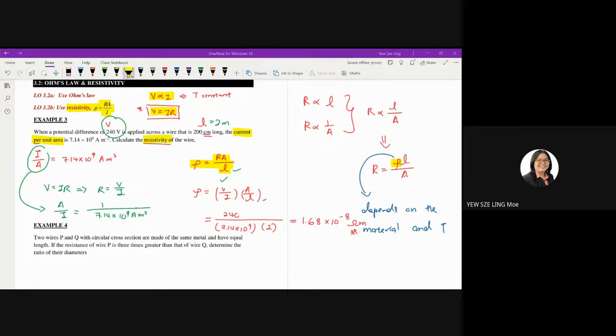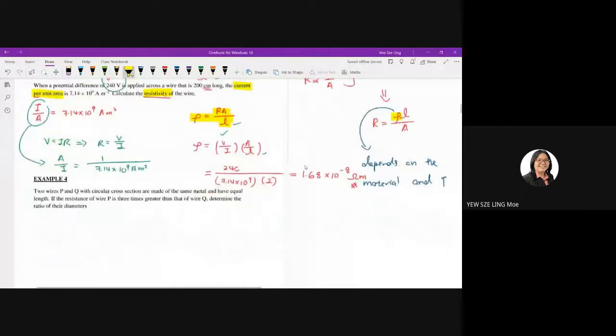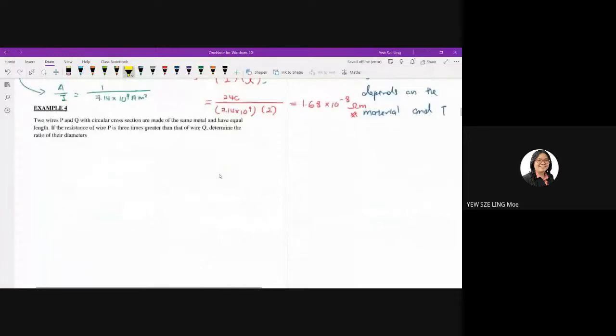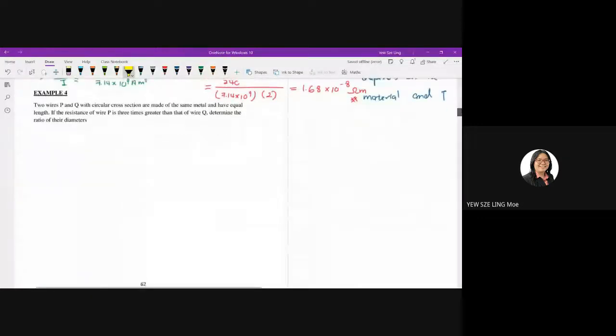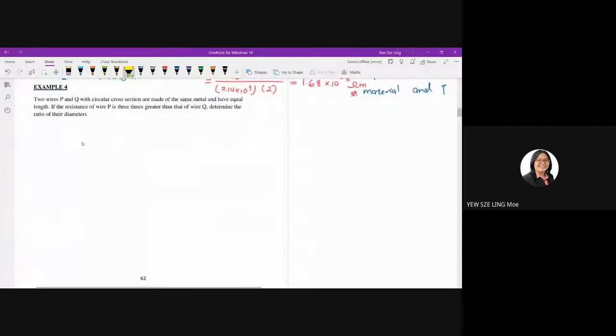All right, now let's look at example 4 and see how to solve questions without any values. Now you have two wires P and Q with a circular cross-sectional area. This circular cross-sectional area tells you the shape of A is a circle. So you're going to use the equation A equals pi r squared to calculate the surface area, or pi d squared over 4.